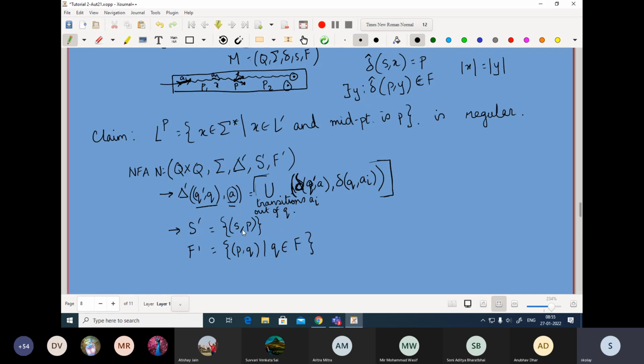The start state now is just the singleton state S, comma P, because in the first path I want to capture these two parts, P1 and P2. The first part I know will start from S, and the second path I know will start from P, just from the definition of L dash. For F dash, the final states, I know the first path ends in P. The second path should end in some final state of M. So that's why PQ such that Q belongs to F.